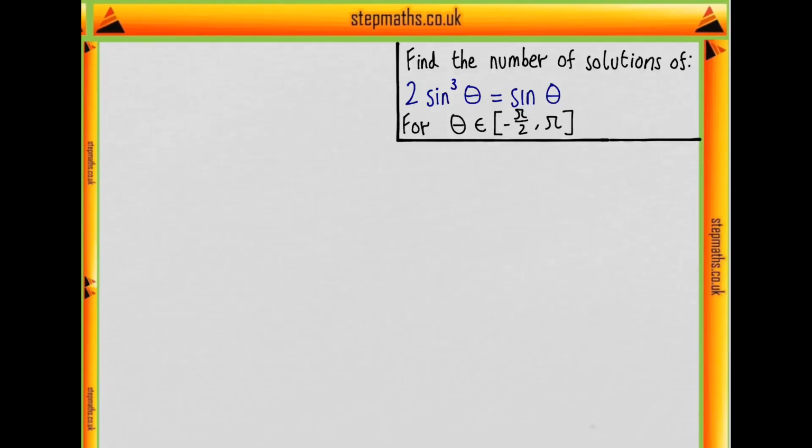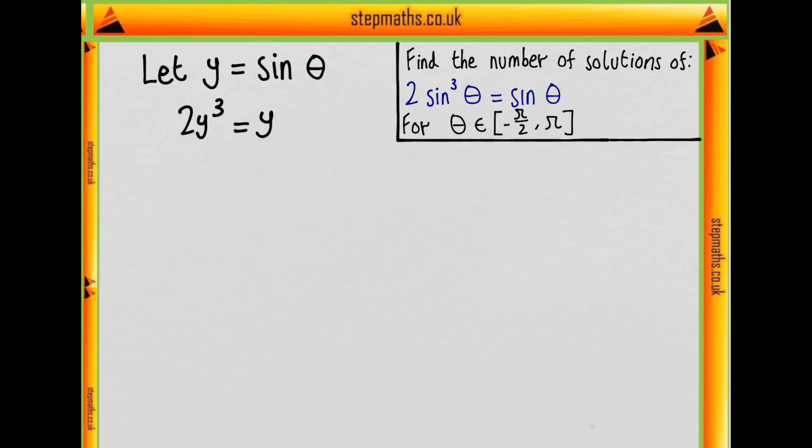You may have noticed that this is a cubic in sine theta. So if we let y equal sine theta and look at this, 2y cubed is equal to y, we can find all the possible values of sine theta we'll have to look at for theta in this range.